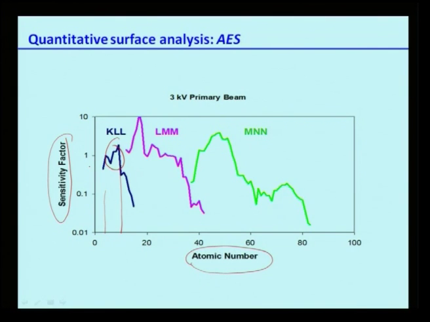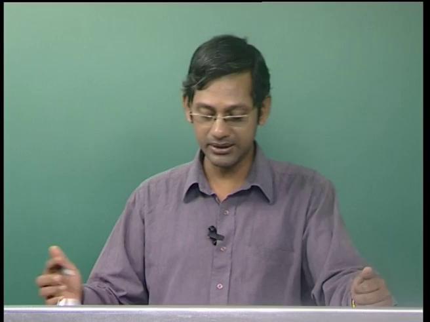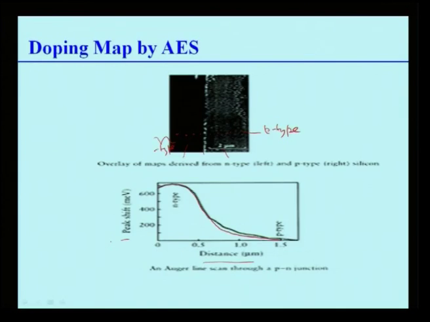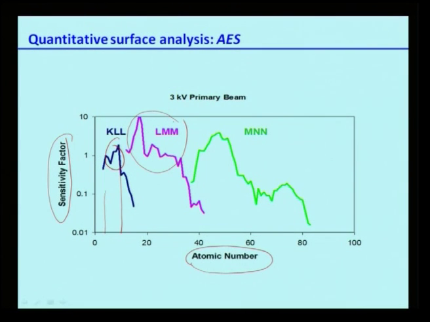The highest sensitivity factor is obtained for LMM transitions, and the LMM transition takes place for a large number of elements, starting from atomic number 16 to about 65. Let me go back and show you what that is. So this is, yeah, this is 45. So it basically starts from 12 to 45. That's a large range, and that is the range where we have a very large value. You can see here, this is something like 12, and this is something like 35 or 40. So in this range, the sensitivity factor is quite high. Therefore, our measurements will be better.